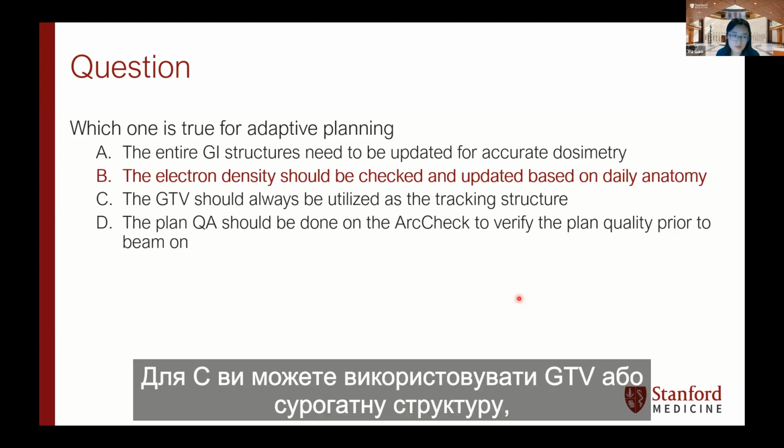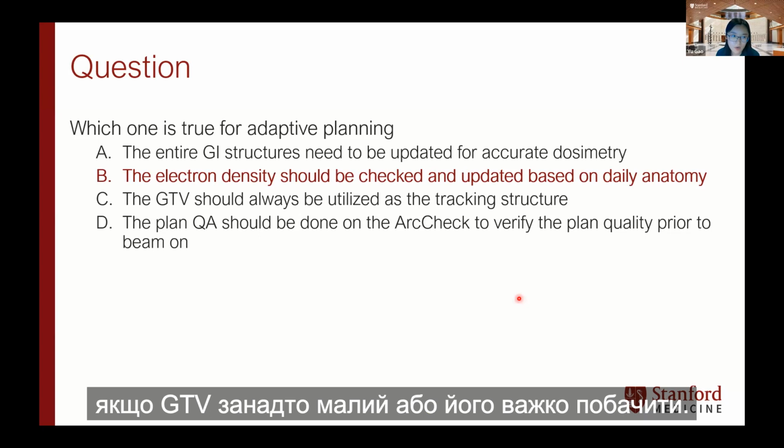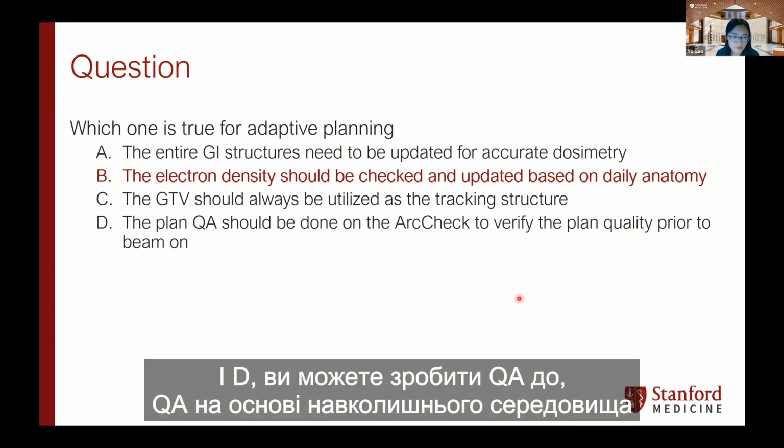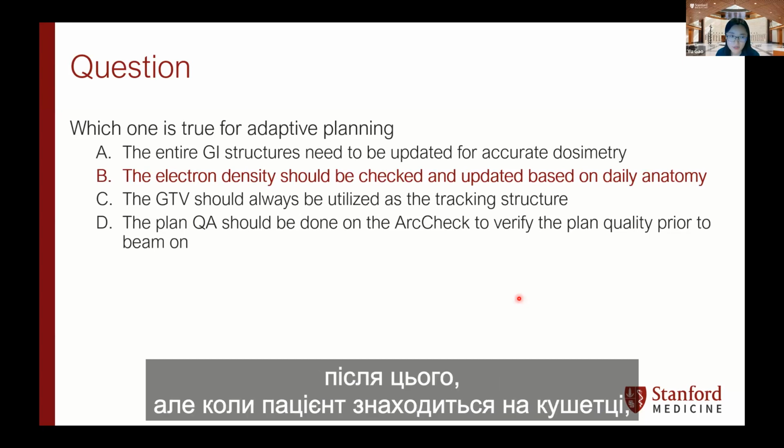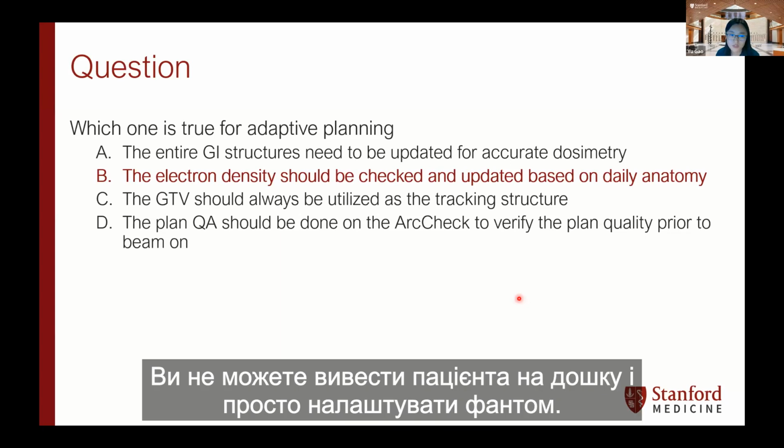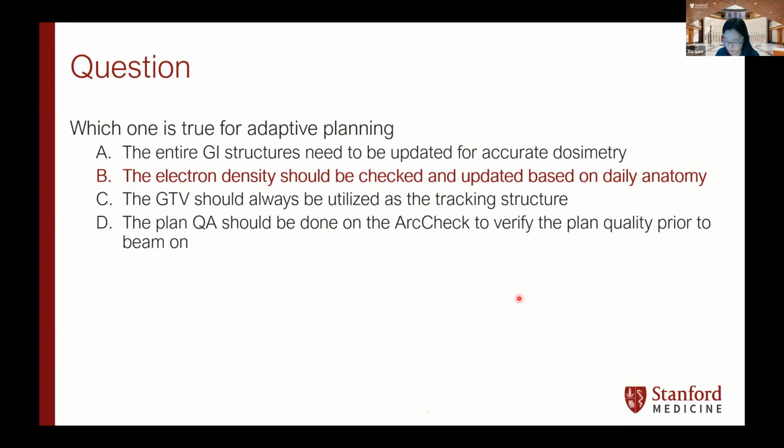For C, you can use GTV or a surrogate structure if GTV is too small or hard to see. And D, you can do measurement-based QA afterward, but when the patient is on the couch and you do adaptation, you really cannot take the patient off the couch and just set up your phantom.